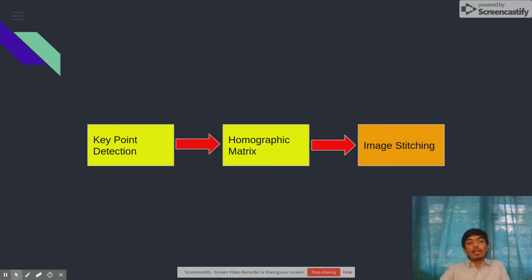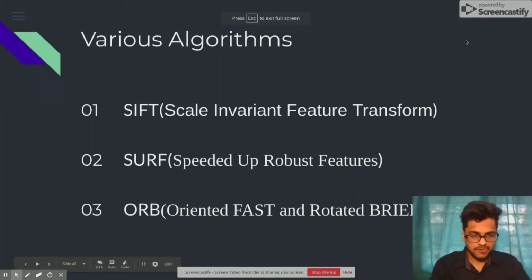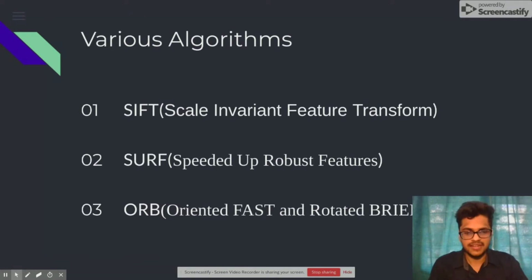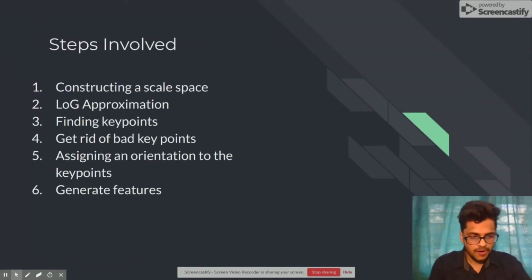Now I'll hand over to Sarthak. So now we'll see different algorithms which we can use to stitch images. There are mainly three algorithms which we can use, and they are SIFT, SURF, and ORB. All the algorithms consist of a series of steps to stitch images, and there are mainly four important steps: constructing scale space, finding key points, assigning orientation, and generating descriptors.